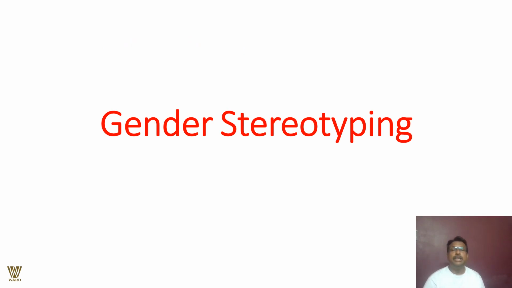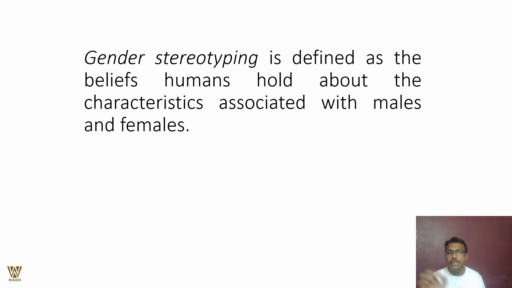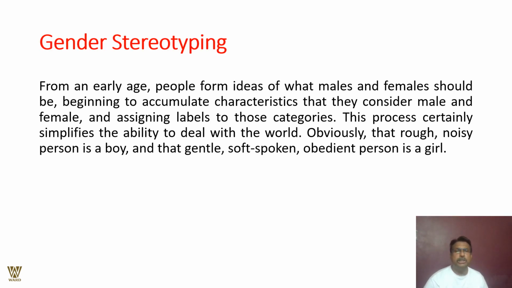Now we'll talk about gender stereotyping. What is gender stereotyping? It is defined as beliefs that humans hold about the characteristics associated with males and females. From an early age, people form ideas of what a male and what a female should be, right from the beginning accumulating characteristics that they consider male and female, and assigning labels to those categories.